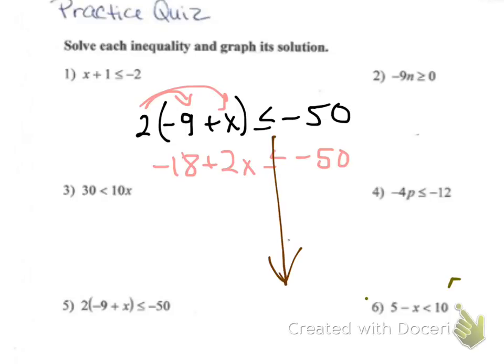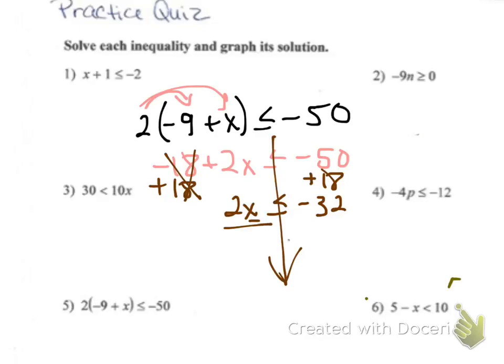My x's are over here, so I'm going to keep them over here. And I'm going to move my 18 over here. This goes away. 2x is less than or equal to negative 32. Hopefully that's right. I'm kind of tired.